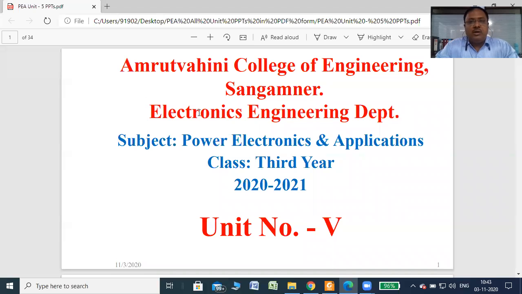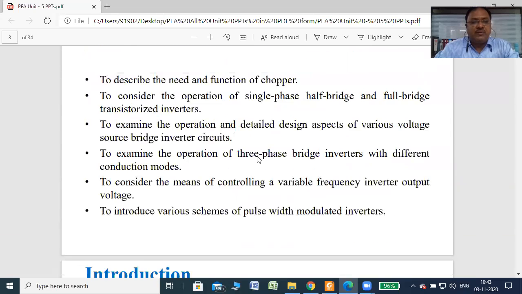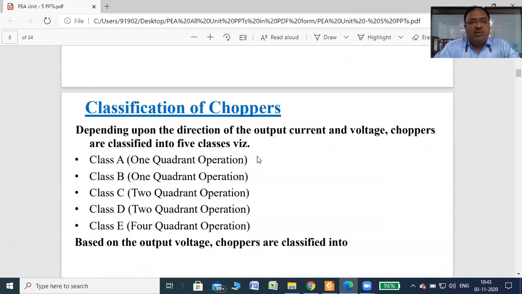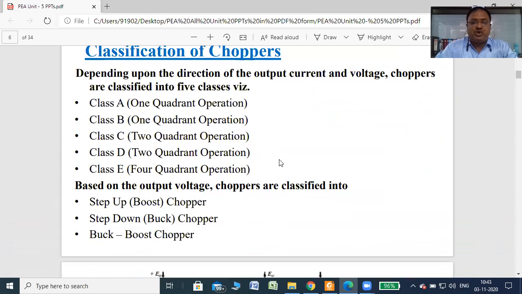In the last lecture, we just started unit number 5, that is DC to DC converter, also called choppers. This is the syllabus that we have already discussed. The basic principle we have already seen. Classification, I'll just revise in short and then we will go to the next.